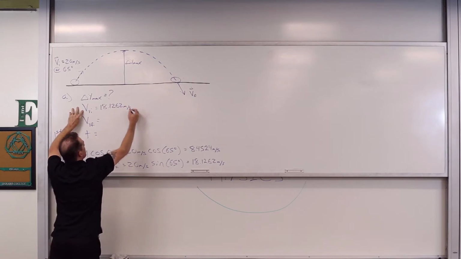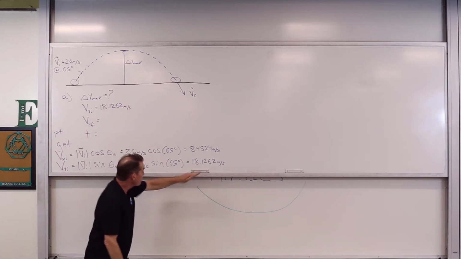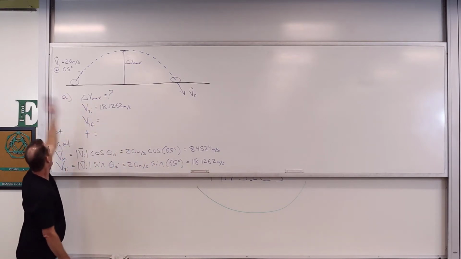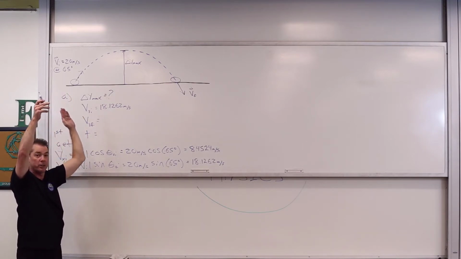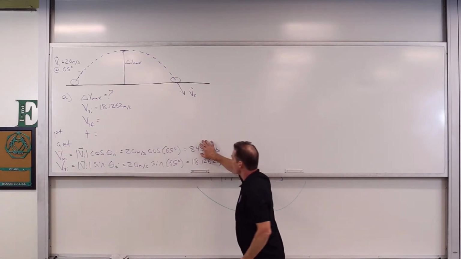18.1262 meters per second. Notice that even though we threw this at 20 degrees, most of the initial velocity is in the y direction. Why? That has to do with the angle. If we would have thrown it 90 degrees, that's all straight up. We'd have the y component's 20. As we reduce that more and more, well, the x component gets larger and larger.